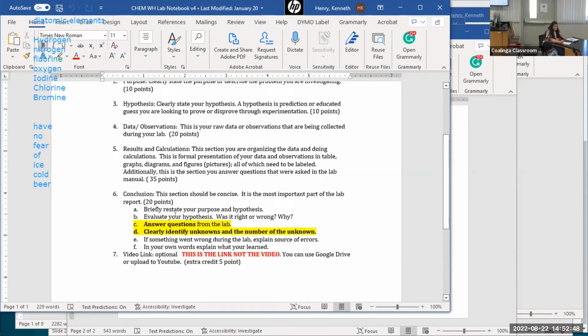So your conclusion. So in your conclusion, it has multiple parts. First part is that you want to briefly restate the purpose and your hypothesis. So if I get lazy, what I do is I go to your conclusion and it tells me everything I need to know, right? Then you want to evaluate your hypothesis. What do I mean by that?